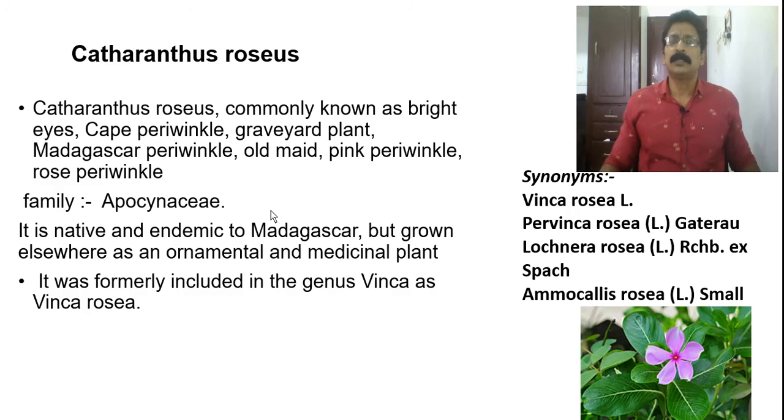So Catharanthus roseus, commonly known as bright eyes, Cape periwinkle, graveyard plant, because it is usually found there, Madagascar periwinkle, old maid, pink periwinkle, rose periwinkle, and you can see the flowers. Sometimes the colors differ in different places, and it also has many species, but most of them are very important drugs.